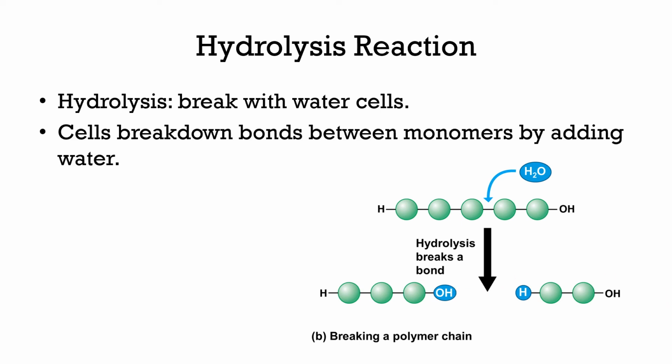When we are eating and need to break down our food for energy, this is what's happening. Cells need to break down bonds between those monomers, and they do this by the adding of water. You can also call this reverse dehydration. I prefer to call it hydrolysis because it tells you in the name what's happening.